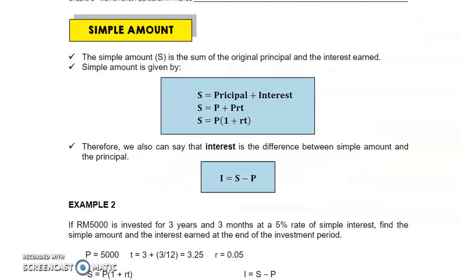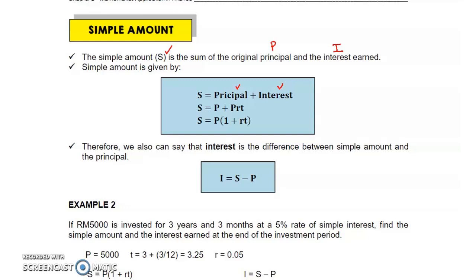Now let's look at what is meant by simple amount. Simple amount is the sum of the original principal P and the interest earned, which is value I. So the original principal is the amount that we borrow or amount that we invest, plus the interest. So how to calculate simple amount? If you look at the formula here, we get S equal to P multiplied by 1 plus RT.